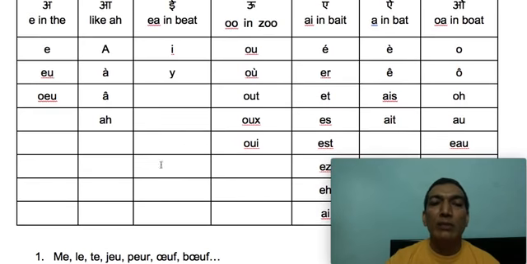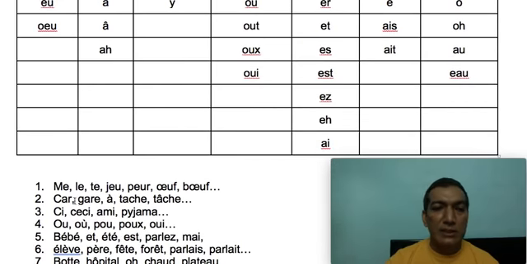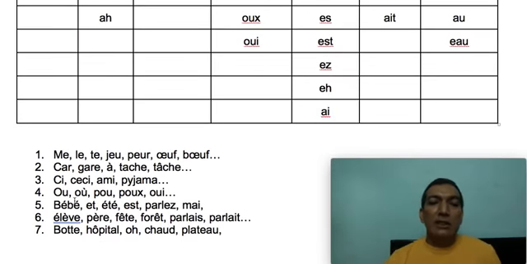Okay, we can come to the next sound, e. So e, as you can see in Hindi or in English, like ea in beat. Okay, so whenever you see i or y, as I told you, they are similar. So you have to pronounce it like e. Some examples: C, C, C.